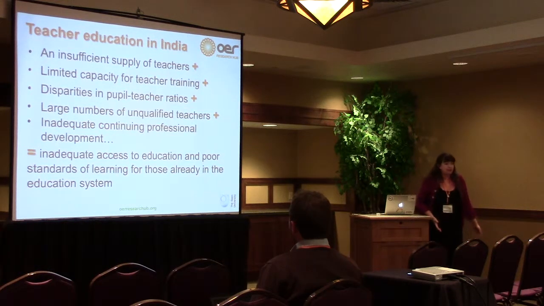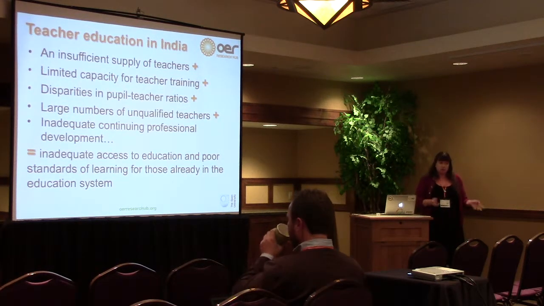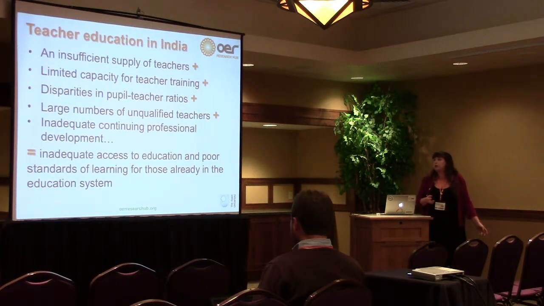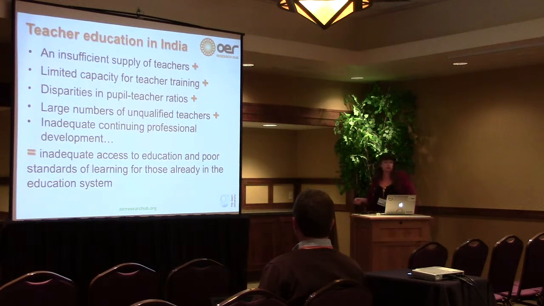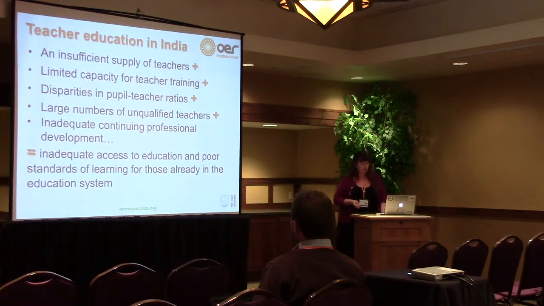And a bit of math for you here. So an insufficient supply of teachers, 1.33 million shortfall. Limited capacity for teacher training. Disparities in pupil-teacher ratios, large numbers of unqualified teachers, inadequate continuing professional development. They all add up to inadequate access to education and poor standards of learning.